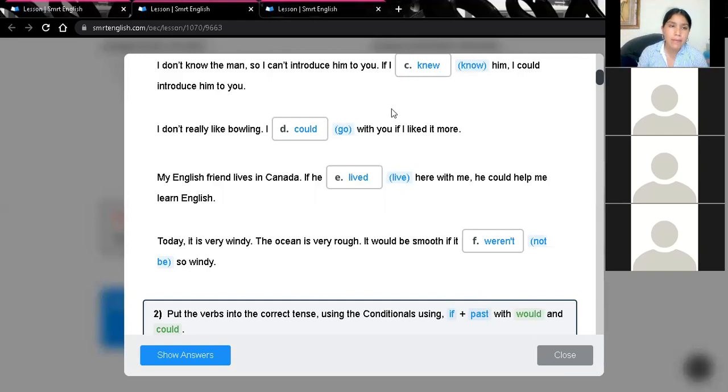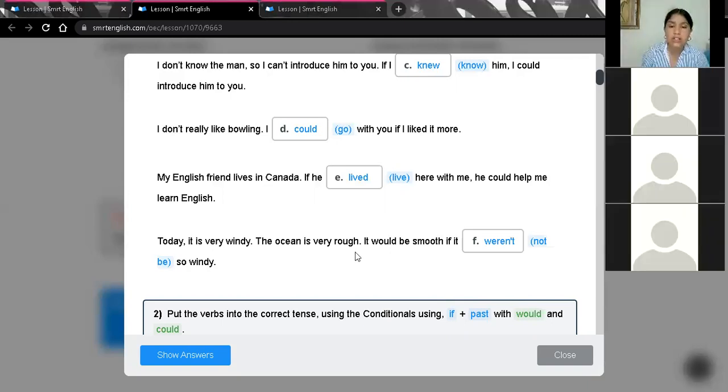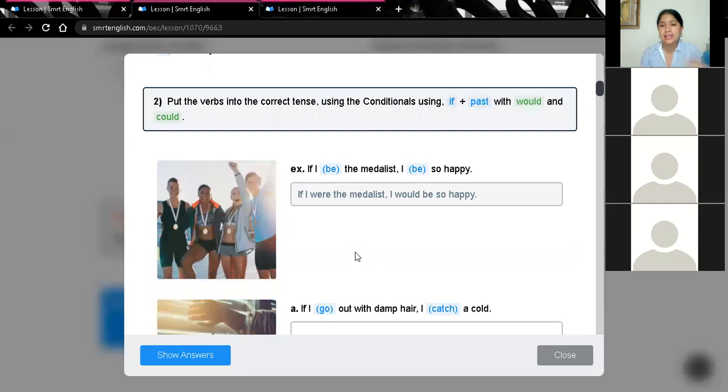Okay, next, part 2. It says put the verbs into the correct tense, using the conditionals, if plus past with would and could. We're going to do the same as before, but this time we rewrite the whole sentence, changing both the would part and the if clause with the past tense. Remember, when we use an infinitive verb, it's be, not am, is, or are. For example, if I were the medalist, I would be so happy.